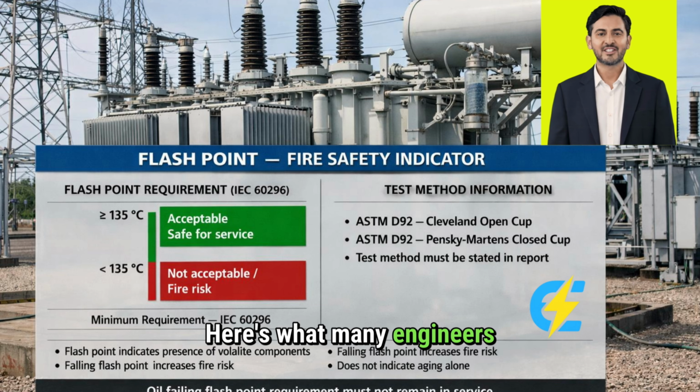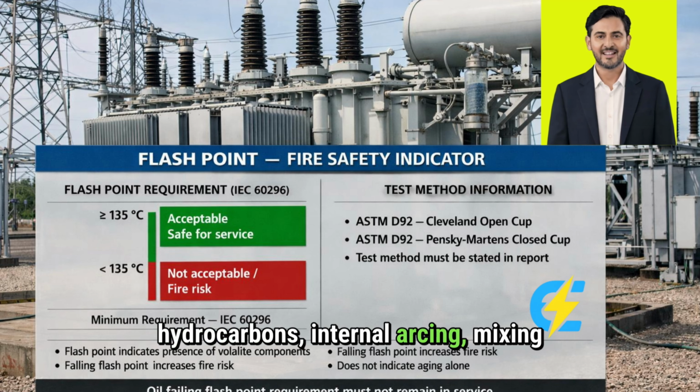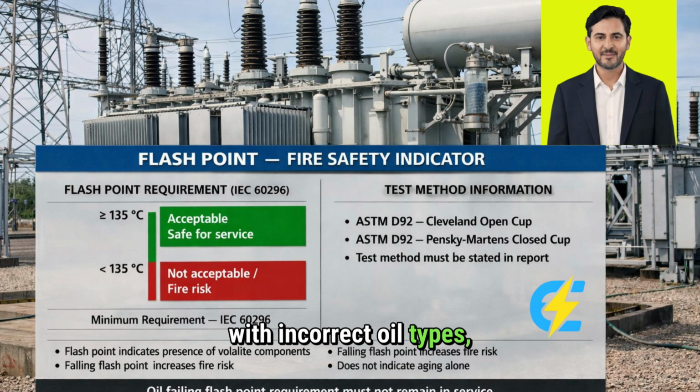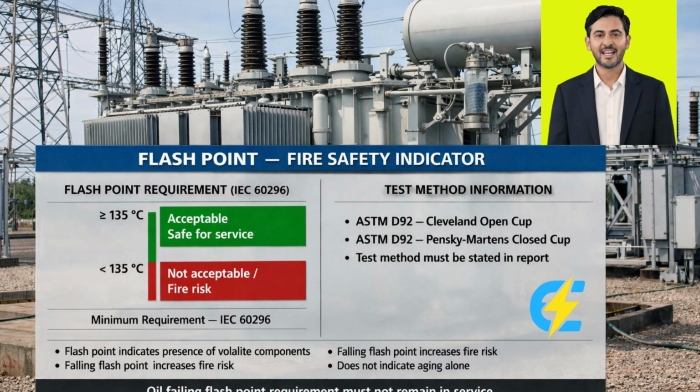Here's what many engineers don't realize. Flashpoint reduction isn't normal aging. When you see that number dropping, it's telling you something abnormal is happening. Oil contamination with light hydrocarbons, internal arcing, mixing with incorrect oil types, solvent or fuel contamination, or severe thermal cracking. Each of these scenarios creates volatile compounds that lower your Flashpoint and increase fire risk dramatically.